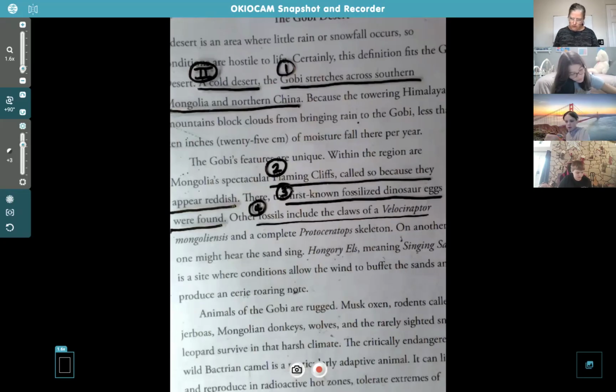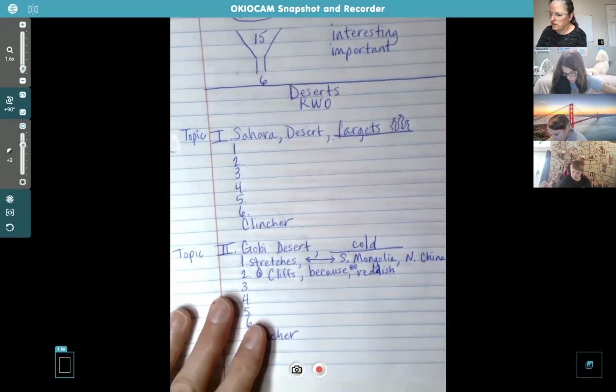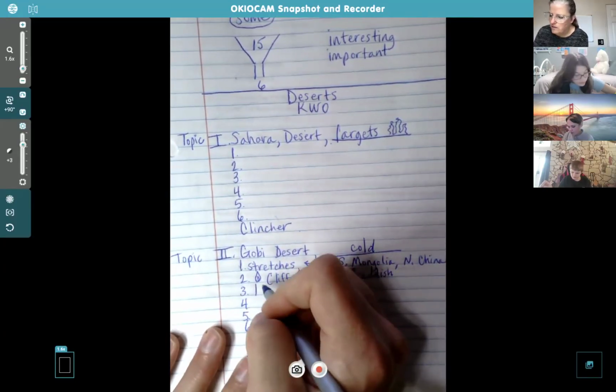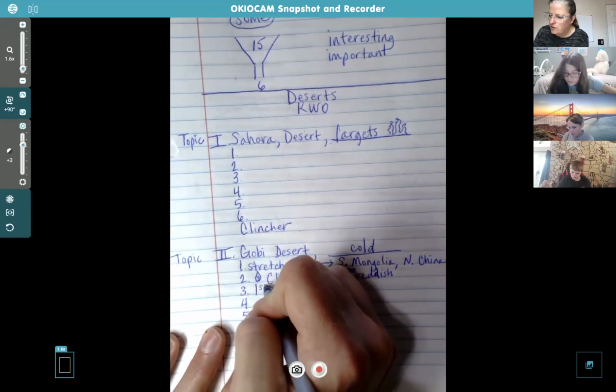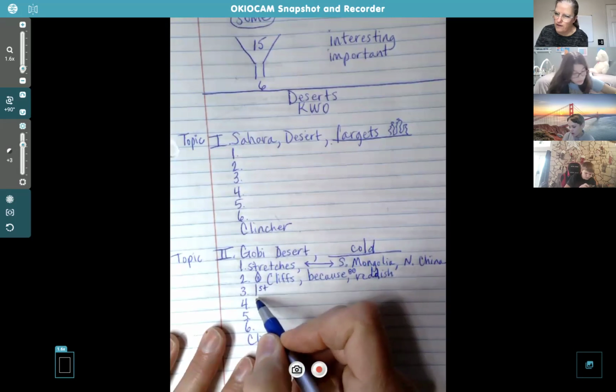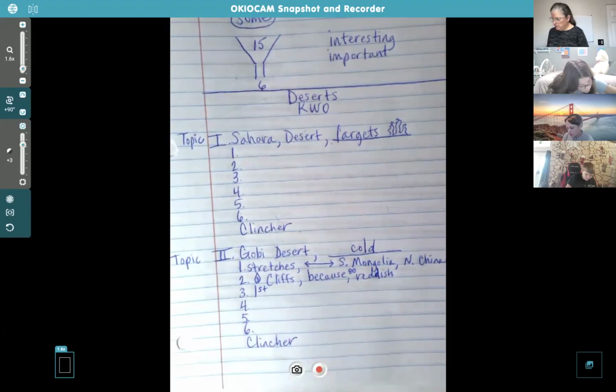Like draw, like, write number one and then... I think if you do a 1 and then ST, have you guys seen it like that before? Like in first grade or something, you have a 1 and then an ST. That would work. Then we don't have to count that.